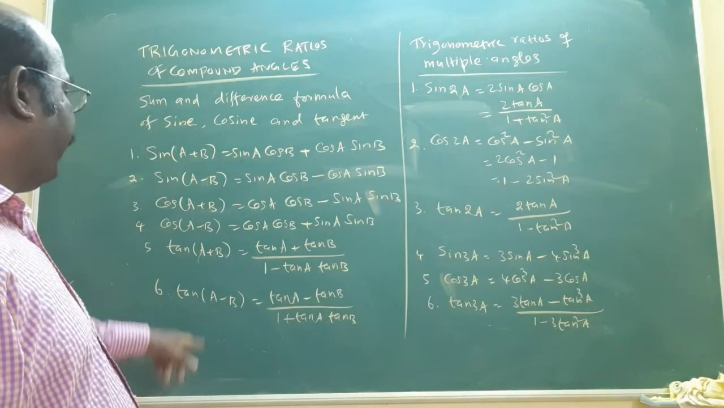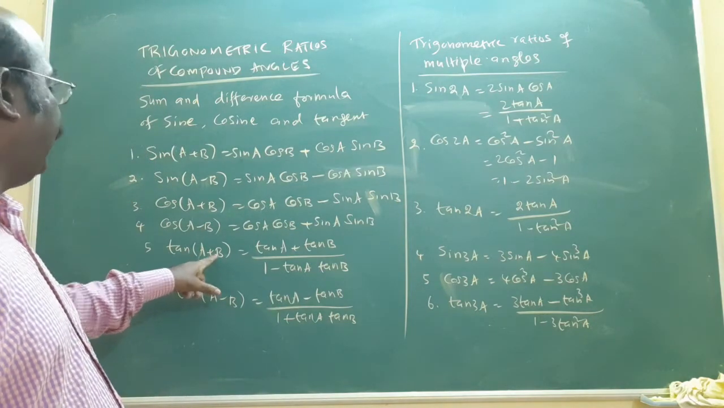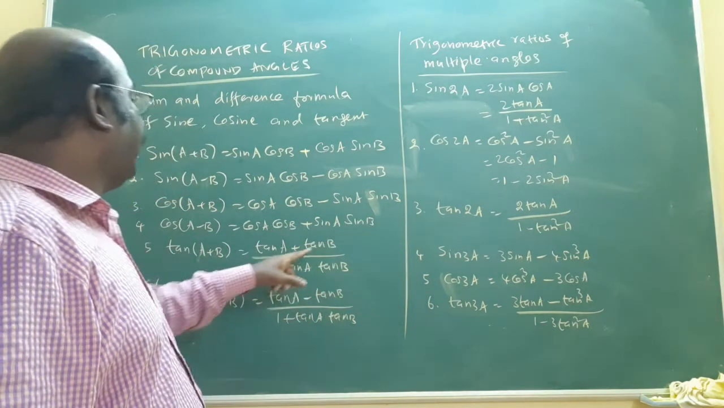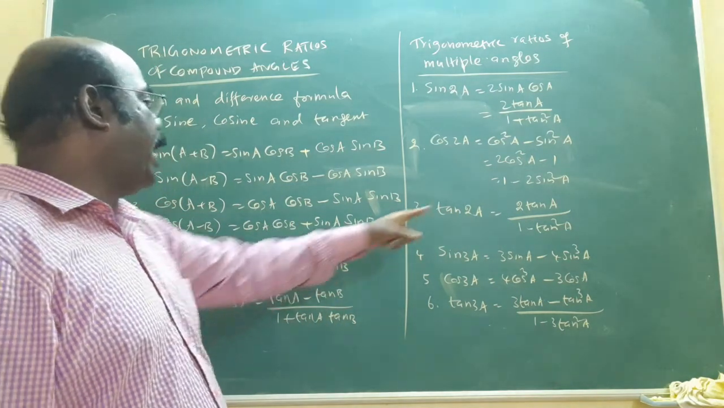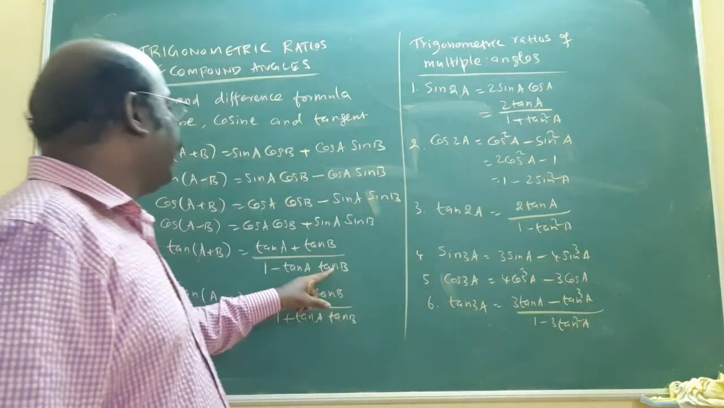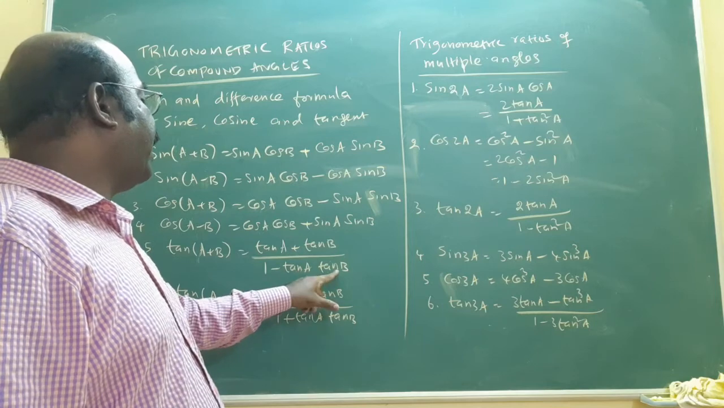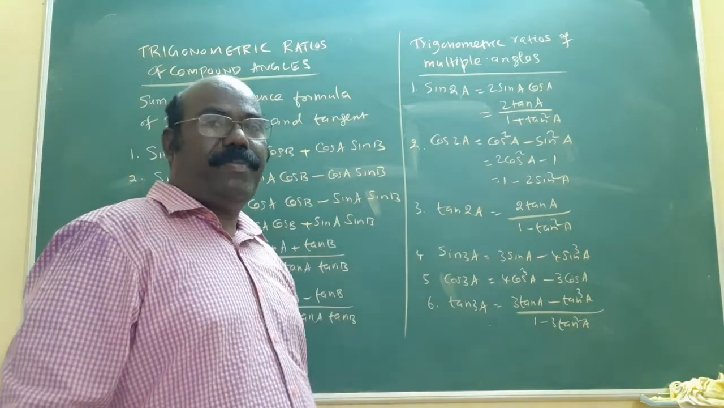In this way, here also put B equal to A: tan A plus A, 2A. Tan A plus tan A gives tan 2A equals 2 tan A over 1 minus tan squared A.